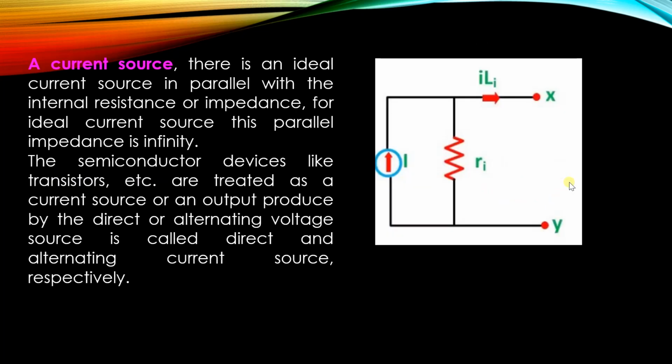Then current source. There is an ideal current source in parallel with the internal resistance or impedance. For ideal current source, the parallel impedance is infinity. The semiconductor devices like transistors etc. are treated as current source, or an output produced by the direct or alternating voltage source is called direct and alternating current source respectively. In current source, we are having the resistance connected in parallel with the current source.